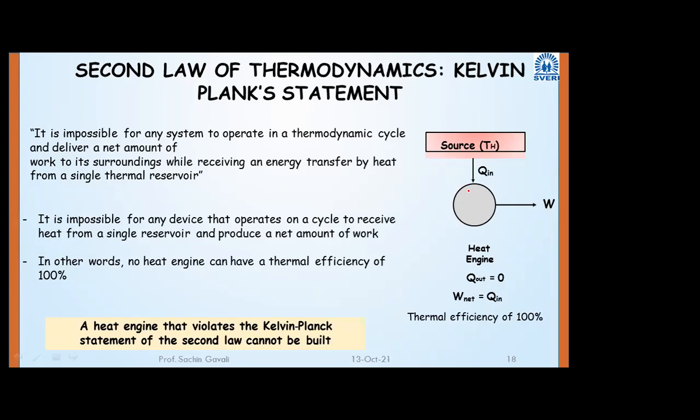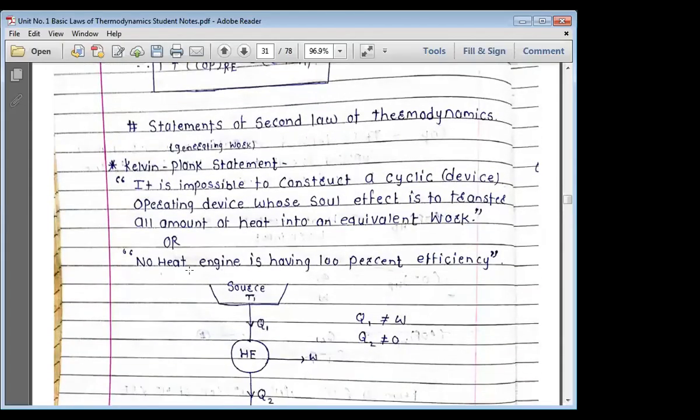It is impossible to construct a cyclic operating device whose sole effect is to transfer all amount of heat supplied into an equivalent work. So we'll go to our class notes for that definition. It is impossible to construct a cyclic operating device whose sole effect is to transfer all amount of heat into an equivalent work. There is no such device; it is impossible to get as much work as the amount of heat supplied, or no heat engine is having 100% efficiency. So that is called the Kelvin Planck statement.